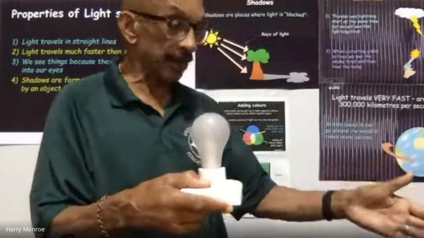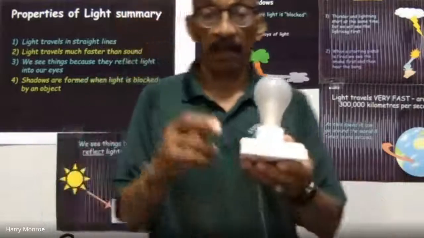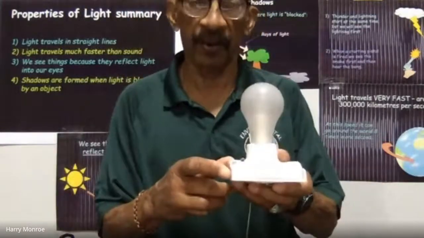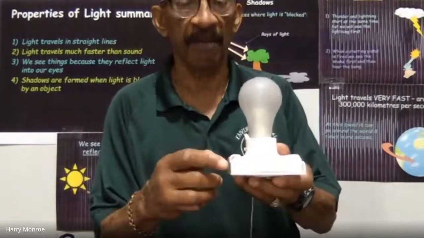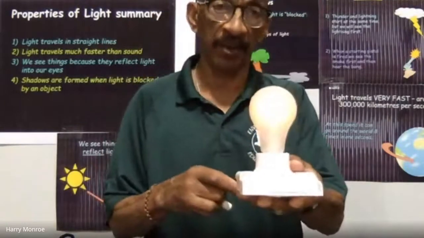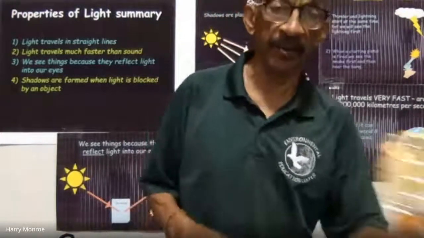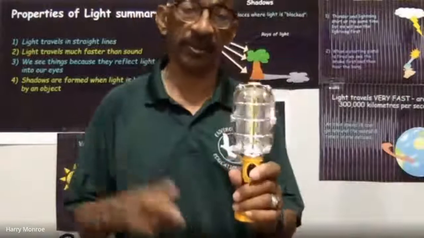Now, unlike the lamp that's using electrical energy, I'm also using electrical energy, but it's coming from a battery in the base of this light. Pull the switch, the light comes on. So that is an example of a portable light. Here's another example of a portable light that we use today.